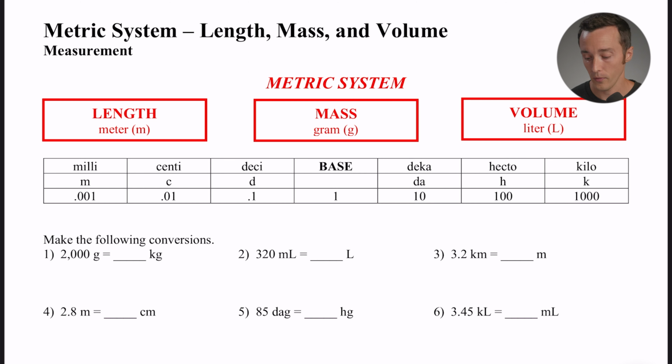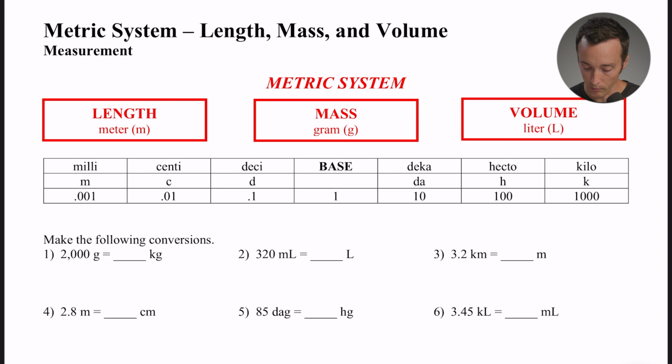When we measure length, mass, and volume in the imperial system, we had a bunch of different things to remember. There's really only one for each in the metric system. If you're measuring length, the base unit is a meter. If you're measuring mass, it's a gram, and if you're measuring volume, it's a liter. The way we represent greater or smaller quantities than the base unit is with the prefixes that you see there on the table.